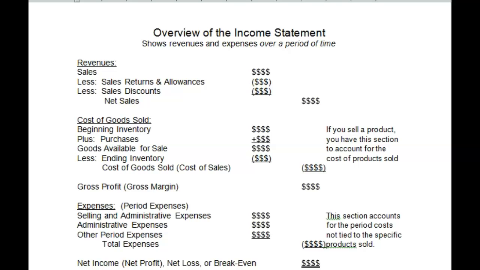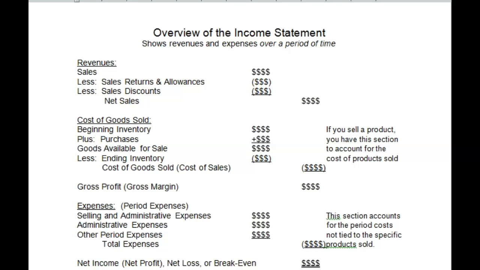Let's look at a couple of things. The first section is revenues. Revenues is what you earn in the ongoing business. You take your sales minus your sales returns and allowances minus your sales discounts and get your net sales. If you're going to do an income statement where you start taking percentages, you're going to use that net sales figure as your 100% and start calculating your expenses off that number, the net sales.